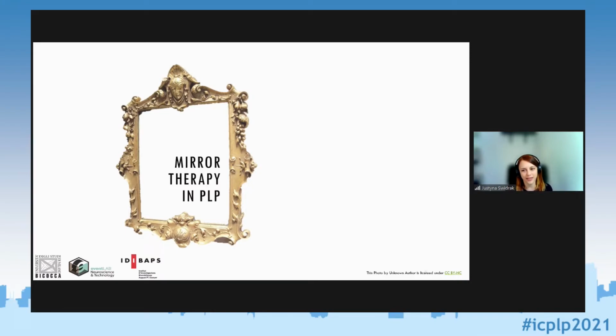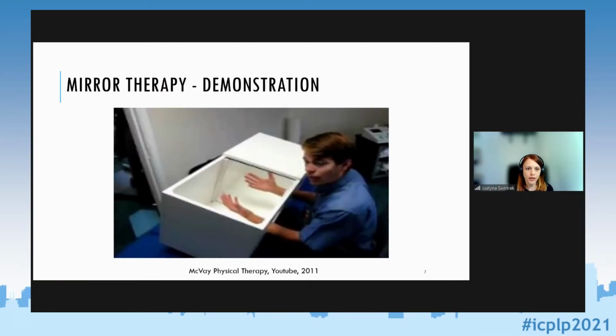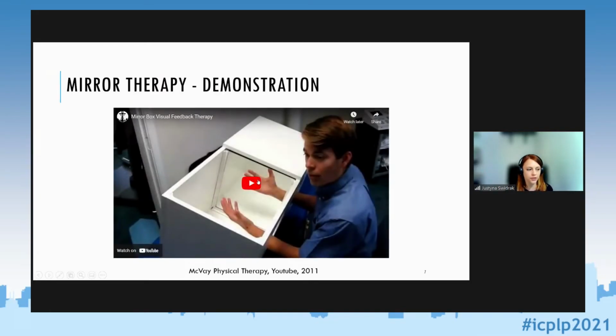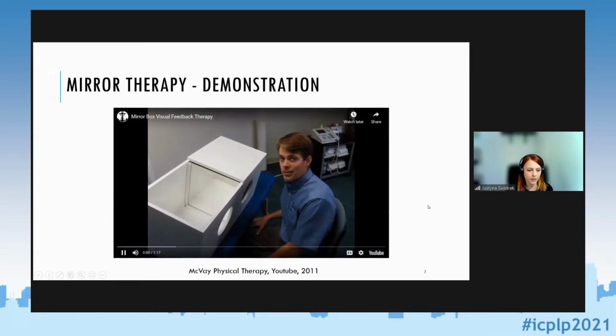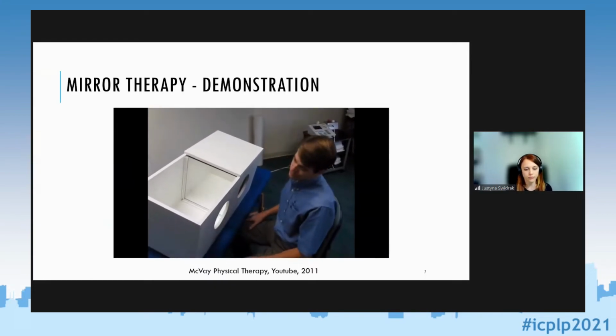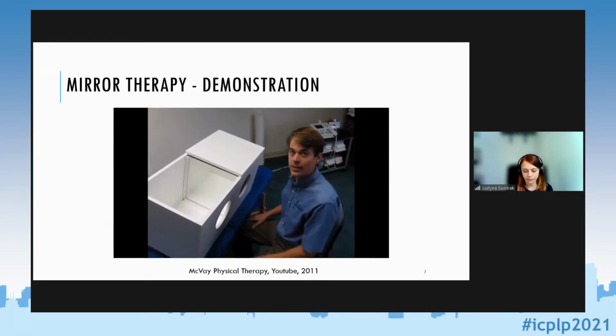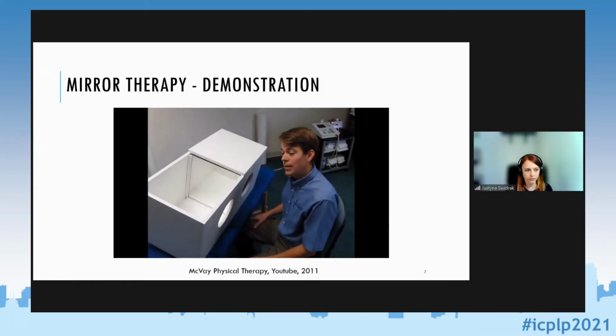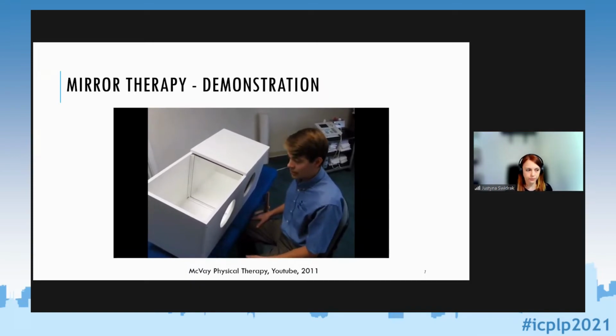I will mainly focus on the evidence for its efficacy in phantom limb pain compared to other types of intervention. I will start with a brief demonstration for those of you who are not familiar with this intervention, how mirror therapy is done. Okay, I'm Jeremy McVeigh, Doctor of Physical Therapy, and this is the mirror box therapy that we have used for people with CRPS, RSD, after stroke, or amputation. That can be used with any number of injuries.